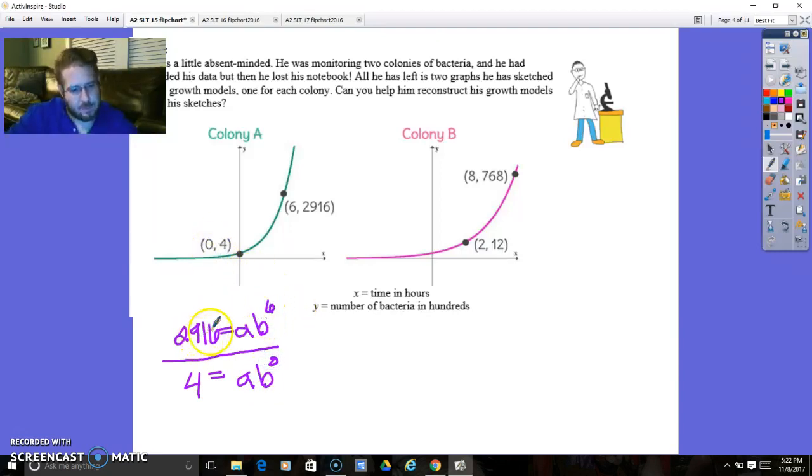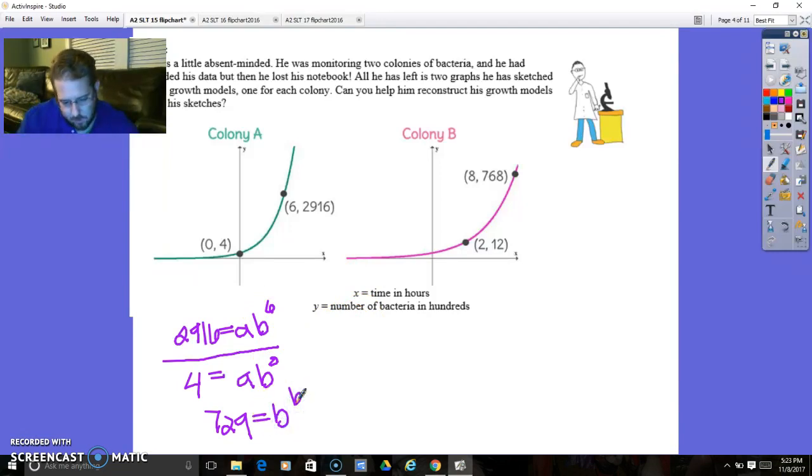Now I can simply divide. So 2,916 divided by 4 is going to give me 729. So it's top divided by bottom. So 729 equals a to the first divided by a to the first. Remember, when it's division, you subtract the exponents. 1 minus 1 makes nothing, so the a is gone. And b to the 6, 6 minus 0 is b to the 6.